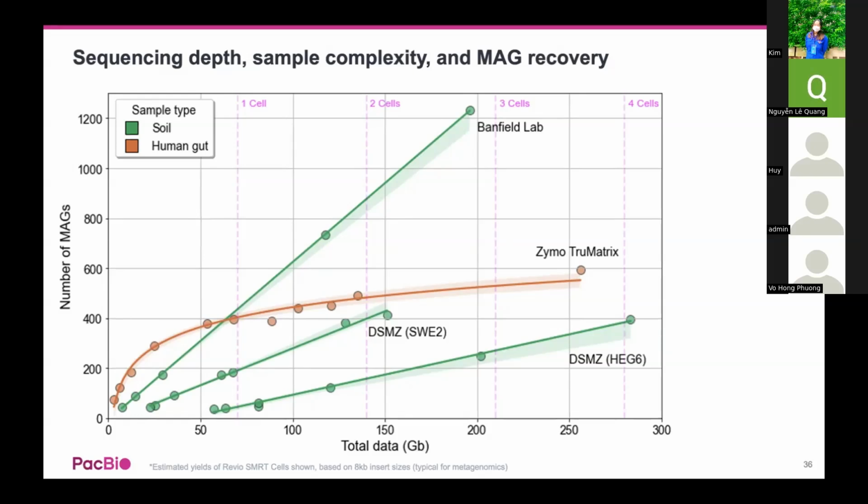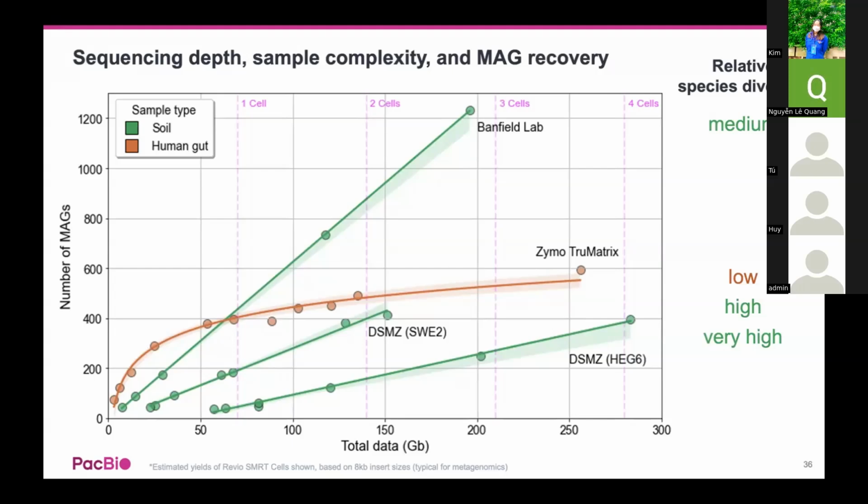And the reason for this is the different species diversity in each sample. So the species diversity of the human gut reference is relatively low. It's only about 600 or so. But the Banfield wetland soil is medium, and the two DSMZ samples are in high and very high diversity.